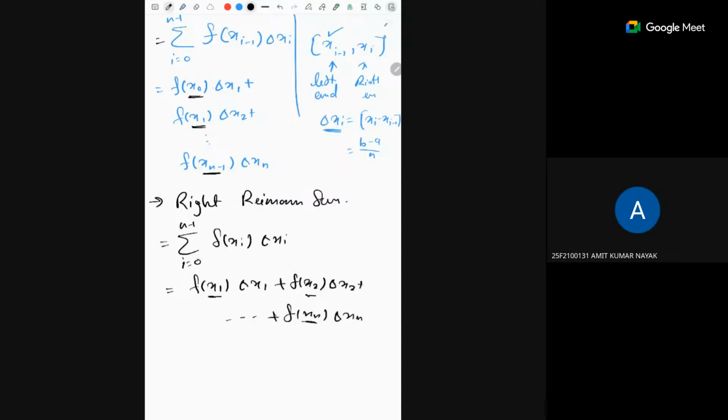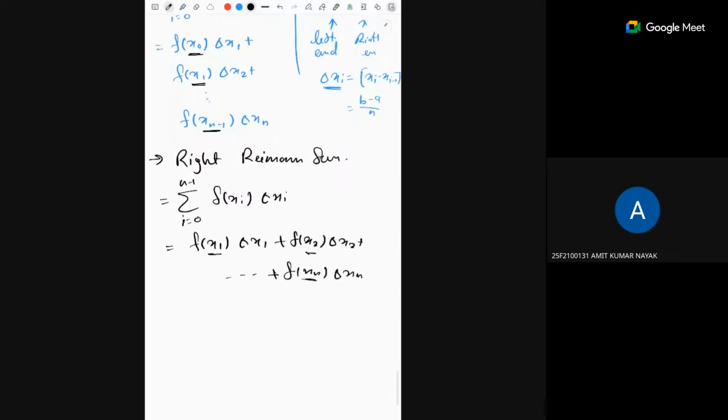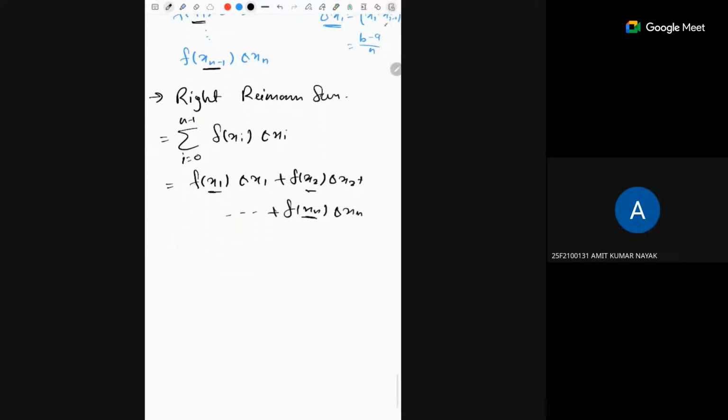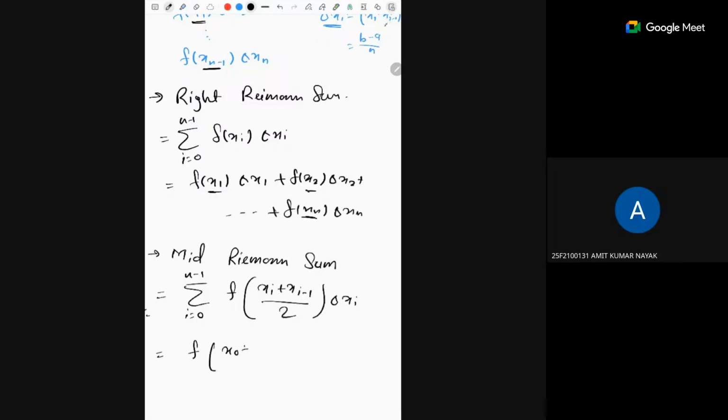And in mid Riemann sum, we'll take the middle value of the interval as the function value. What does the middle value of the interval mean? It's the average. So that is x0 plus x1 by 2 and so on. It's known as a mid Riemann sum. So mid Riemann sum goes like summation i ranging from 1 to n, f of xi plus xi minus 1 by 2, into del xi. That is simply f of x0 plus x1 by 2 into del x1 plus and so on. You can write it. That is the meaning of mid Riemann sum.